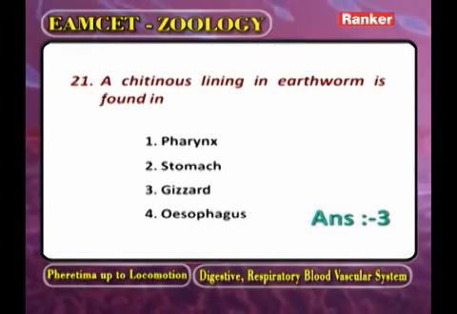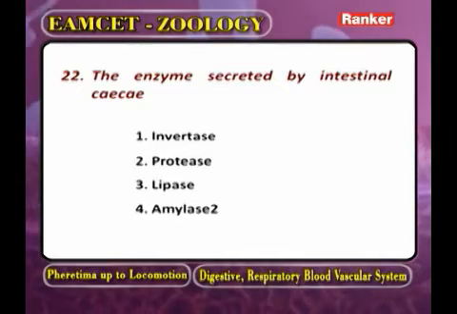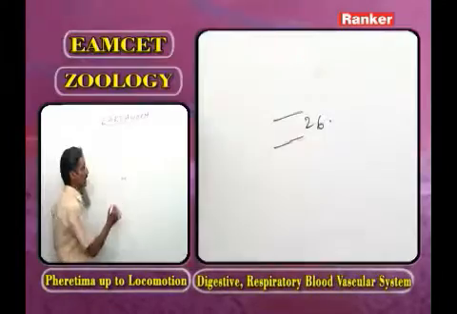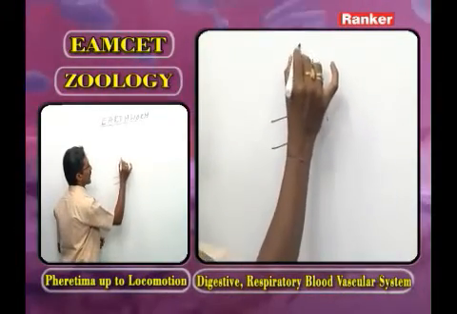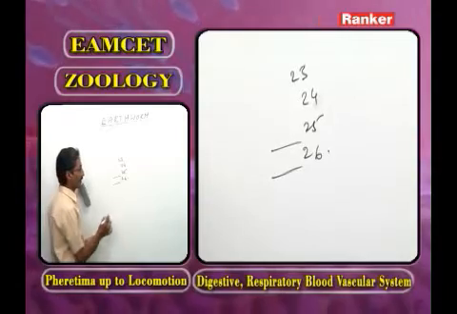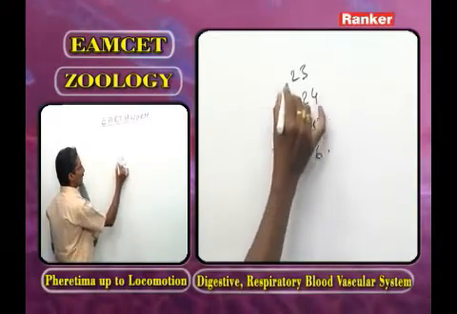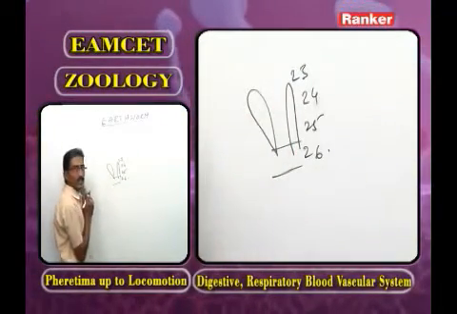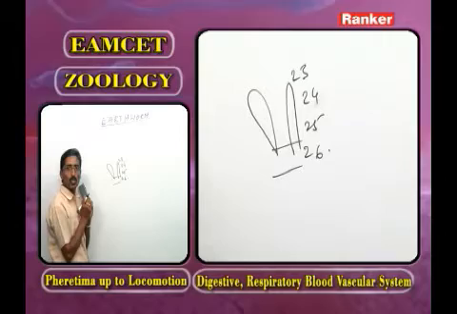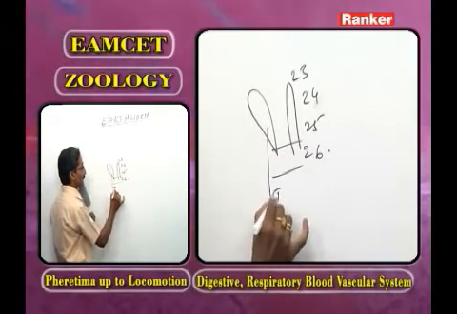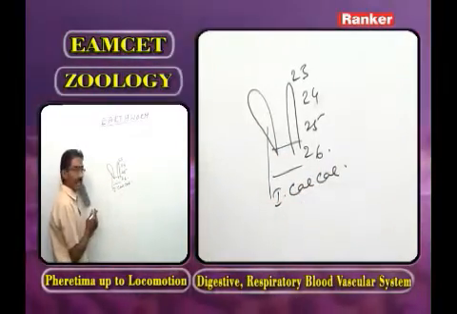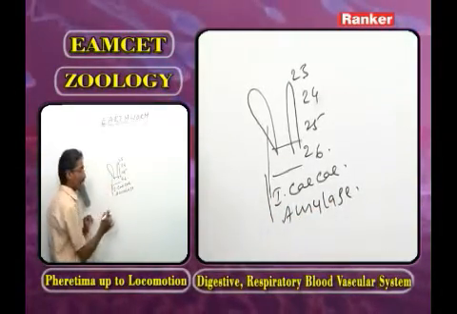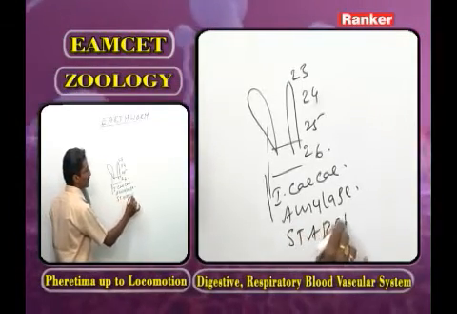Now as we observe the second question, the enzyme secreted by intestinal caeca. Now this is the 26th segment, this is the 25th, this is the 24th and this is the 23rd segment. In the 26th segment, what are present? The intestinal caeca. How are they arranged? They are arranged laterally. They are called lateral outgrowths. The intestinal caeca secrete what type of enzyme? Amylase. The amylase is responsible for the digestion of starch.